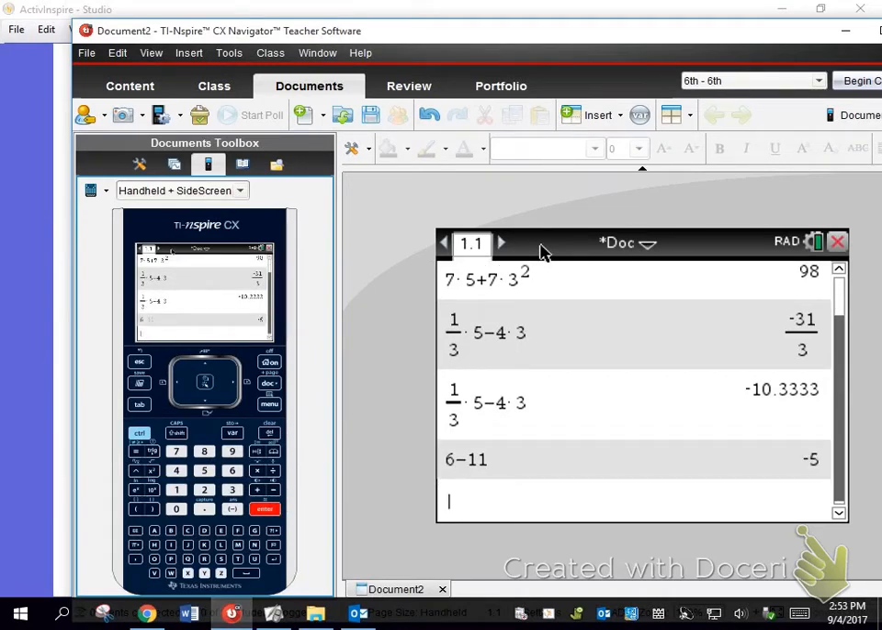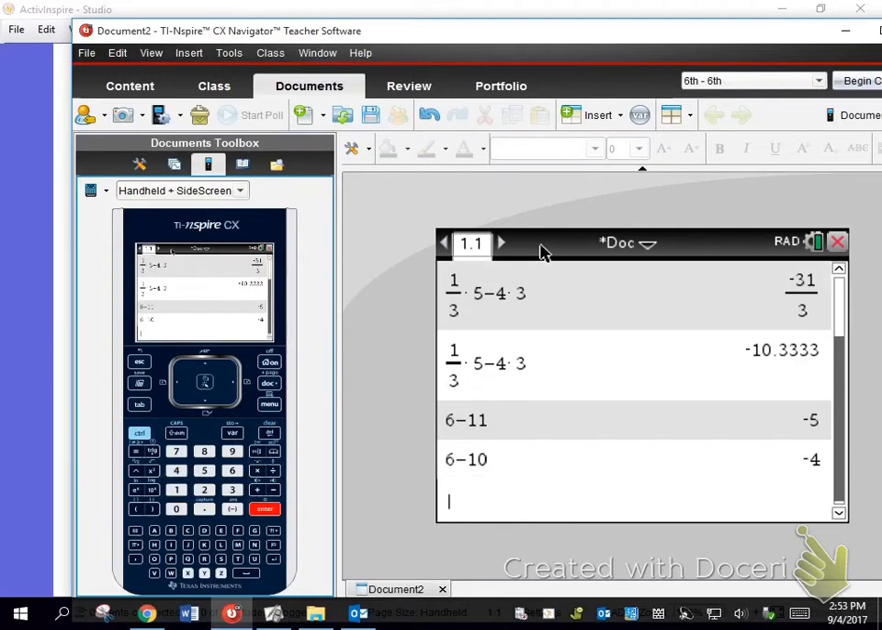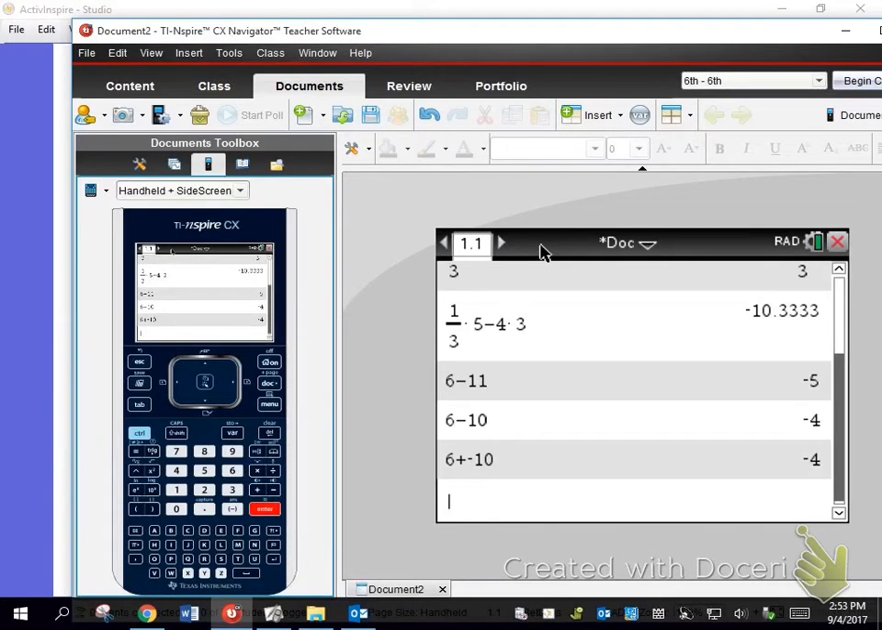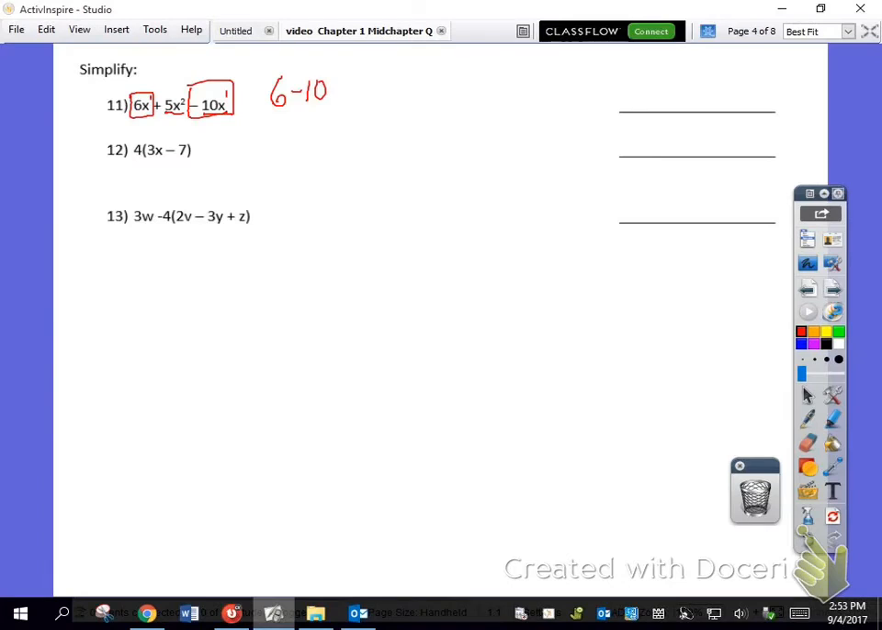Oops, I did the wrong thing. I did 11. 6 minus 10, and you get negative 4. That's the same thing as saying 6 plus a negative 10. 6 minus 10 and 6 plus a negative 10 are the exact same thing. So that is going to be negative 4, and then that x term comes over, x to the first. That's going to stay the same. That's not going to change.